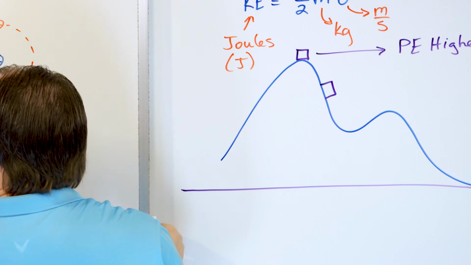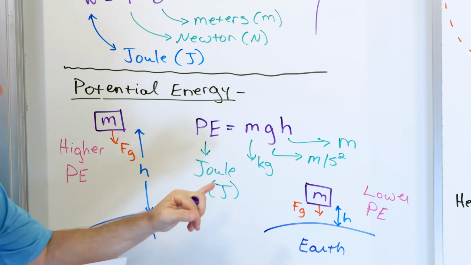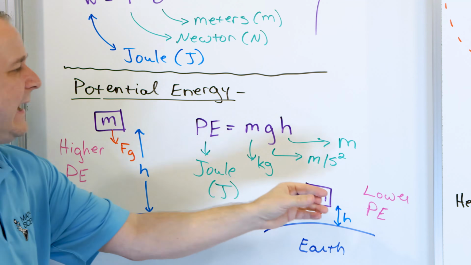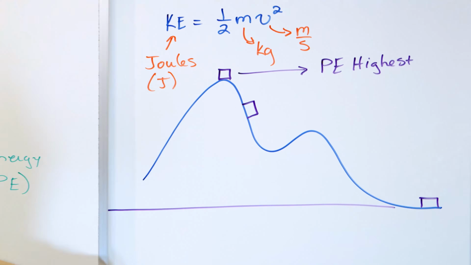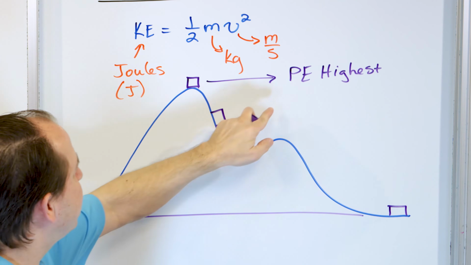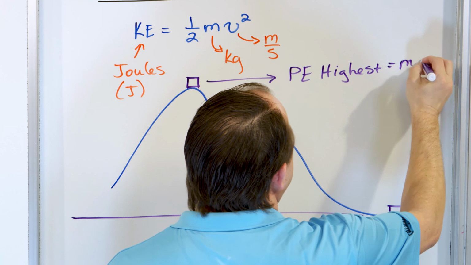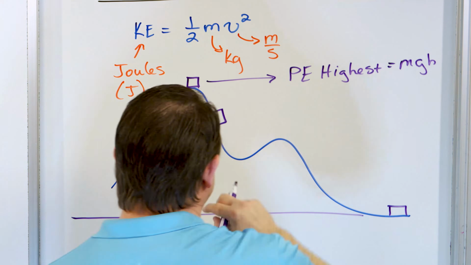Why? Because potential energy is m times g times h, mass times the gravity times the height off the ground. So in this position, we are the highest off the ground, so we have the highest energy, mgh. I'll just put m times g times h. H is the biggest right there, right?